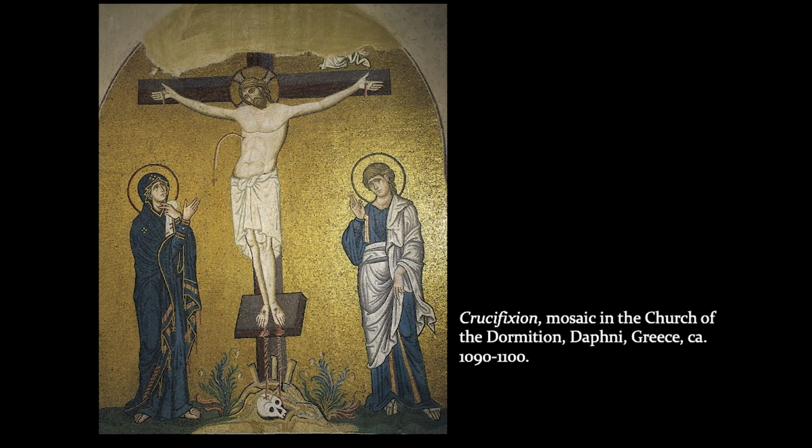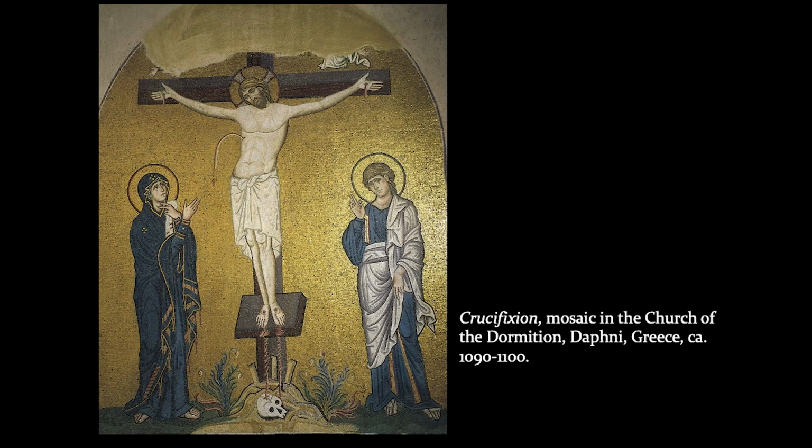All right. So this is a crucifixion mosaic from the Church of the Dormition in Daphne, Greece. This is an interesting style of Christian art because of where it's at. It's more of an Eastern Orthodox tradition. The crucifixion is related to the Passion of the Christ theme that we see recurring, but it's not one you see as much because it's just very morbid.